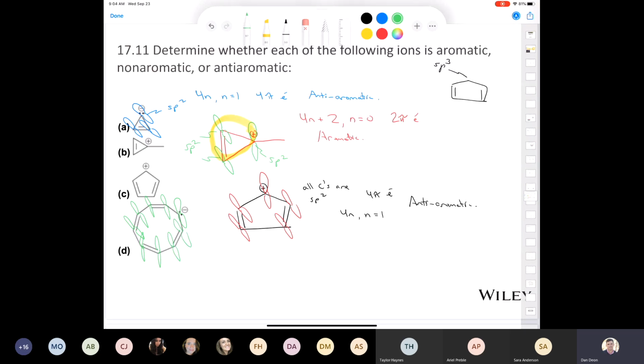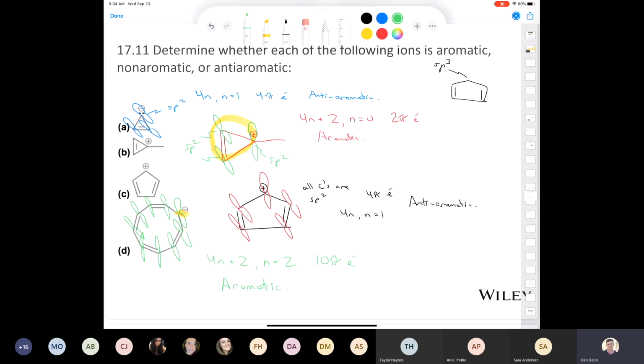Then you'd have a total of 1, 2, 3, 4, 5, 6, 7, 8, 9, 10 pi electrons, okay? Now remember, if this lone pair goes into that p orbital, then you've got a Huckel number of electrons, right? You've got 4n plus 2, where n is equal to 2. Then you have 10 pi electrons, and that would render this molecule aromatic, okay?